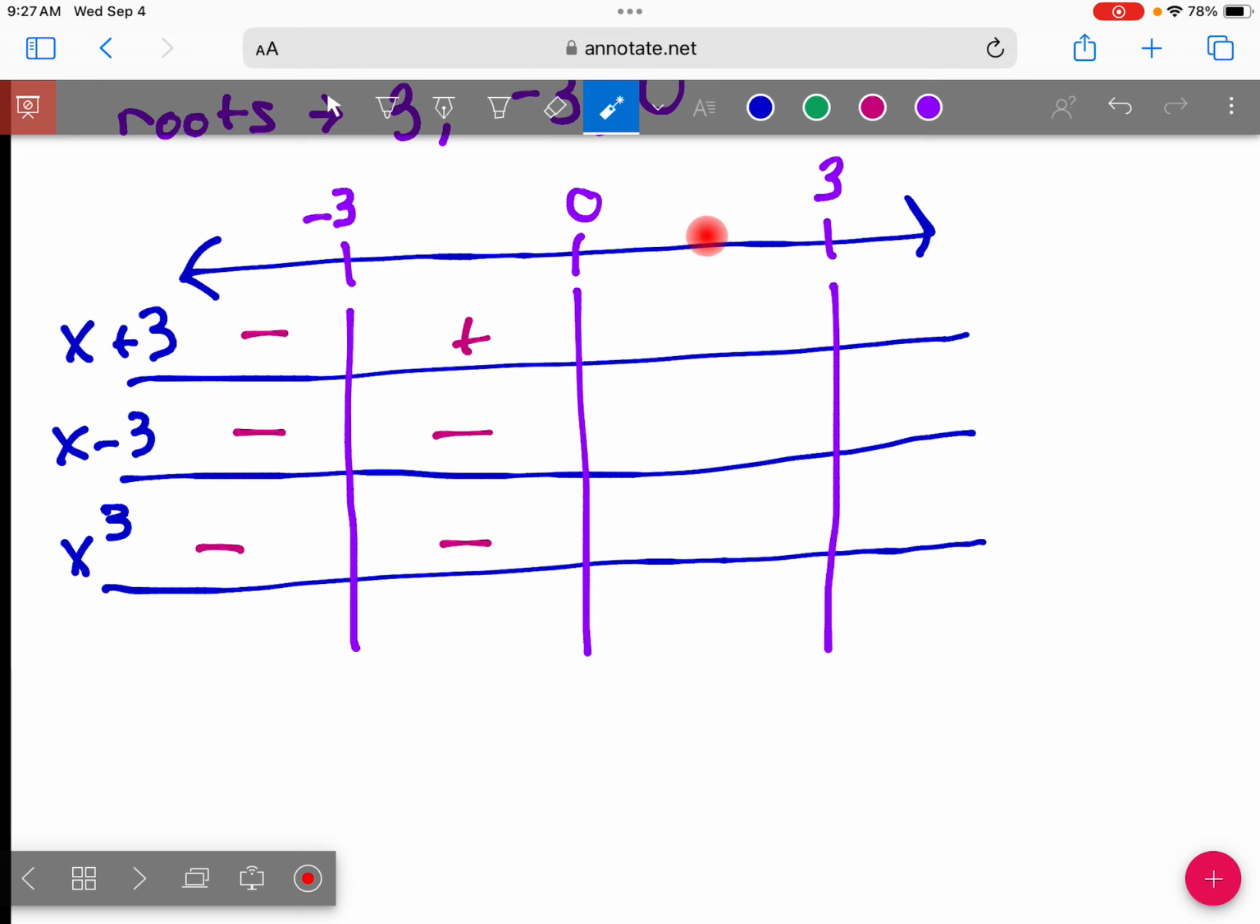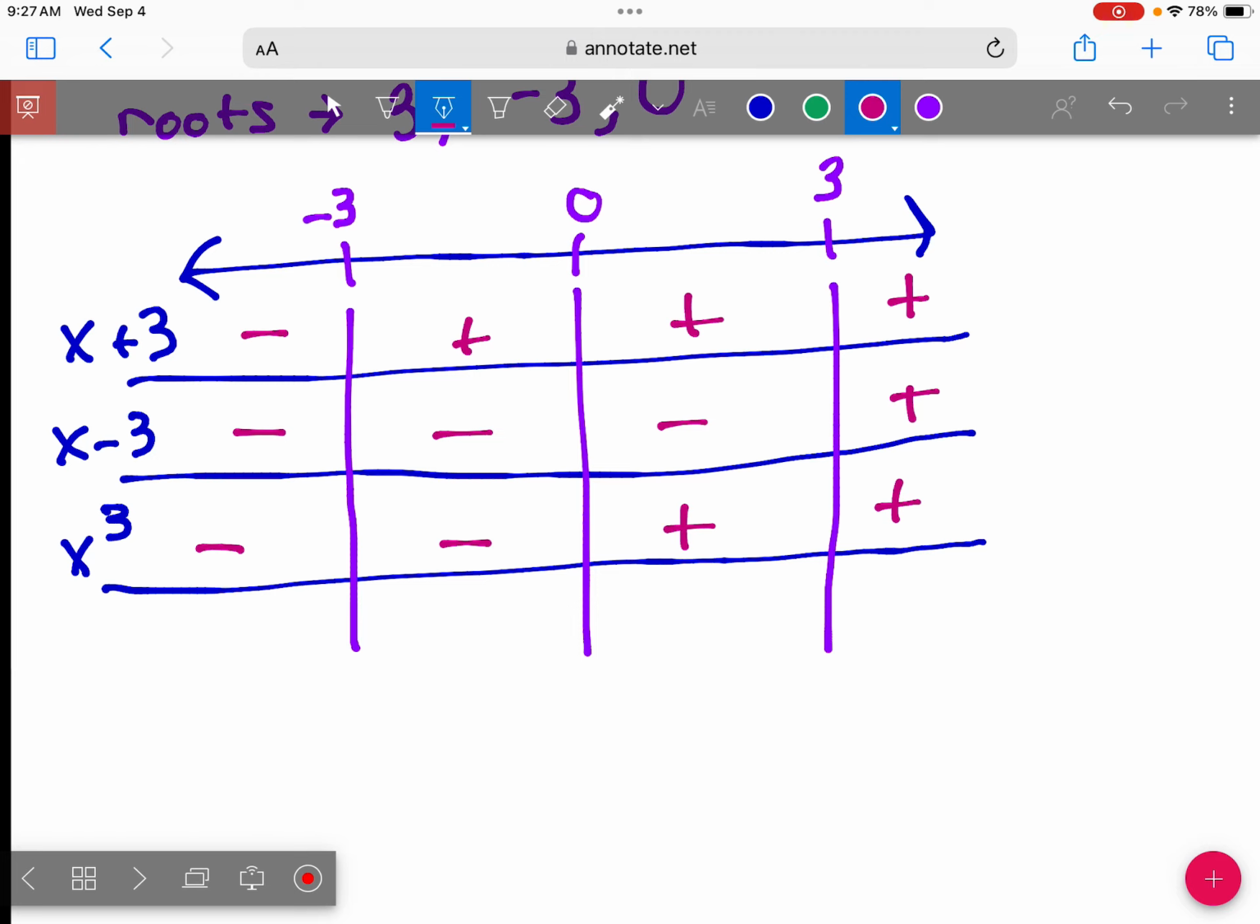Between 0 and 3. This one. Positive. This one. Still negative. And this one. Positive. This one. Positive. Positive. So once the sign changes, it's going to be the same for the rest. Yes.